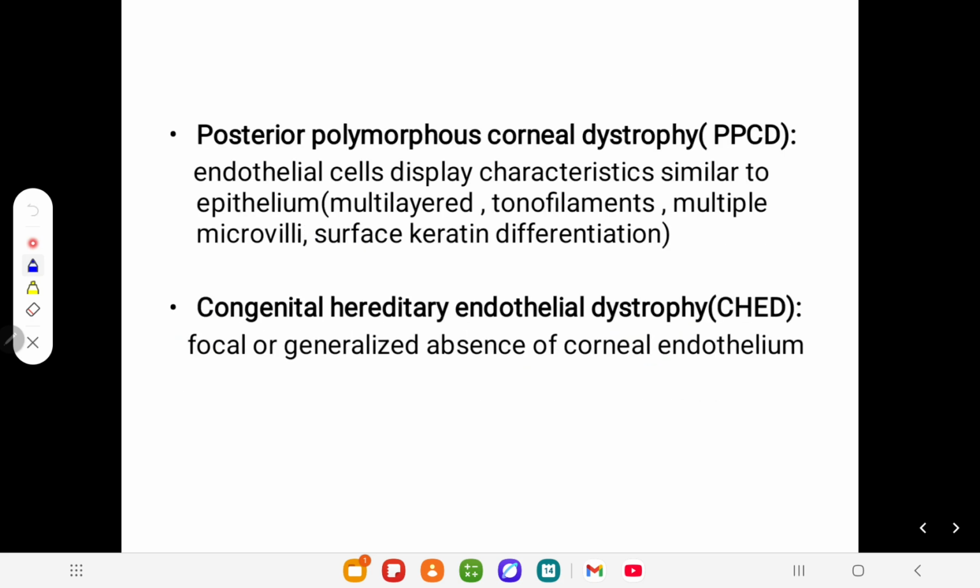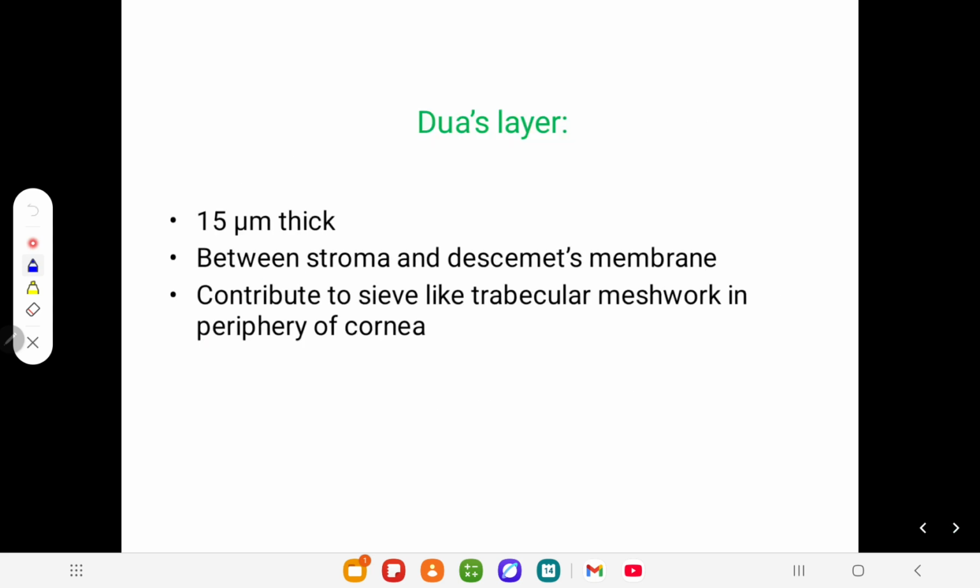Posterior polymorphous corneal dystrophy: the endothelial cells display characteristics similar to epithelium, with multilayering, tonofilaments, multiple microvilli and surface keratin. This is a particular condition. Congenital endothelial dystrophy is another condition where we can see the absence of corneal endothelium, which is a very bad condition.